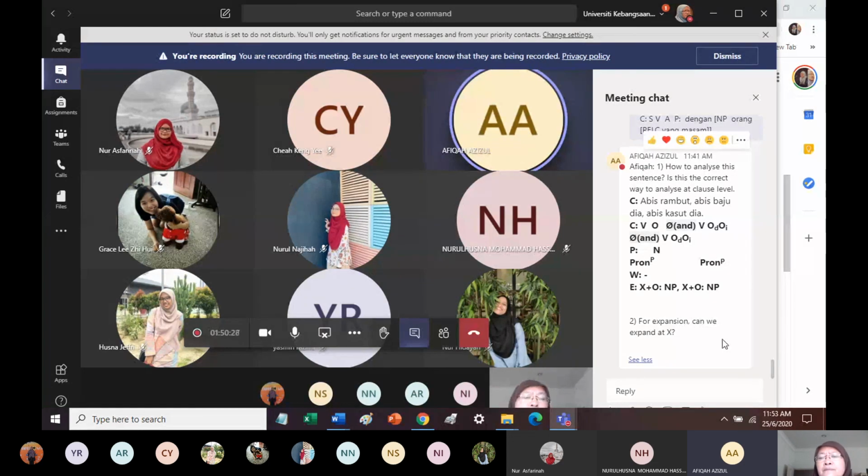For expansion, can we add dia? Ada, doktor. Expansion ni hanya untuk level 2 and 3 lah. Kalau 4 and 5 dah tak ada expansion.